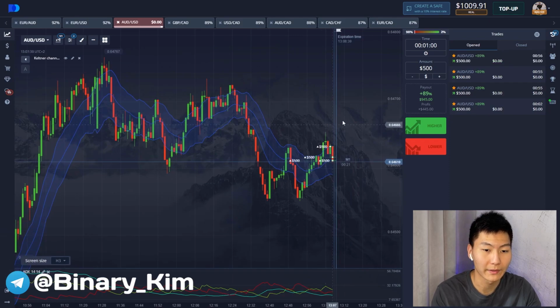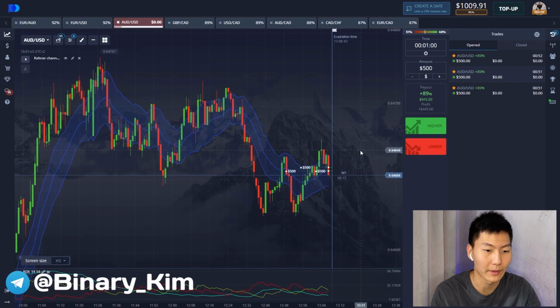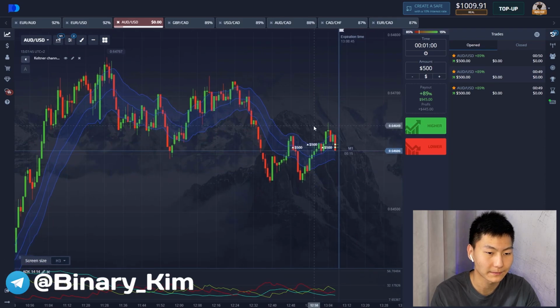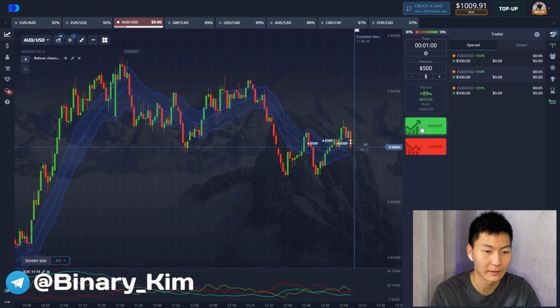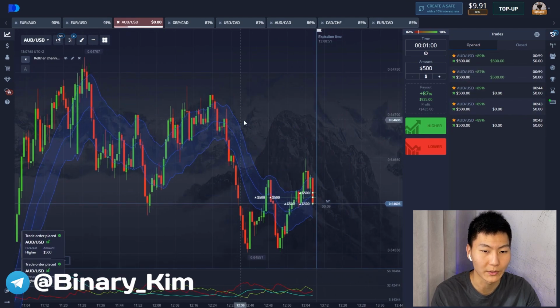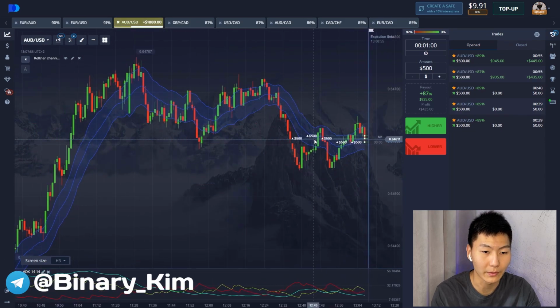The first one ended up at a loss. That's why we are waiting for the rest. Well, the candle is going lower, that's why we should open 2 more positions. And we are gonna wait for the strong breakout.